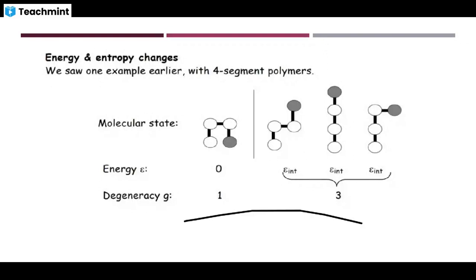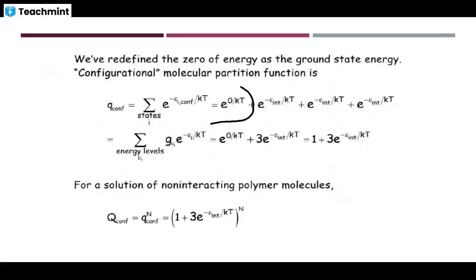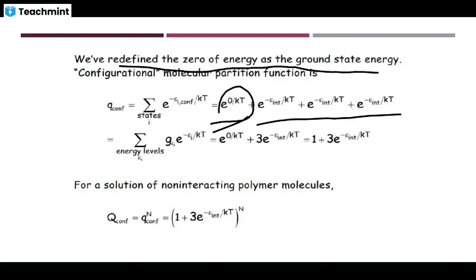So, energy and entropy changes. We saw one example earlier, a 4-segment polymer. Now we put the interaction energy as 0 for the ground state, and the other energy we just put as E interaction. These three have the same degeneracy, 3, and this one is 1. We redefine zero of energy as the ground state energy, and the other energy becomes the interaction energy. Then this becomes 1, since e to the power 0 is 1, then 3 times e to the power of minus E interaction over kT.